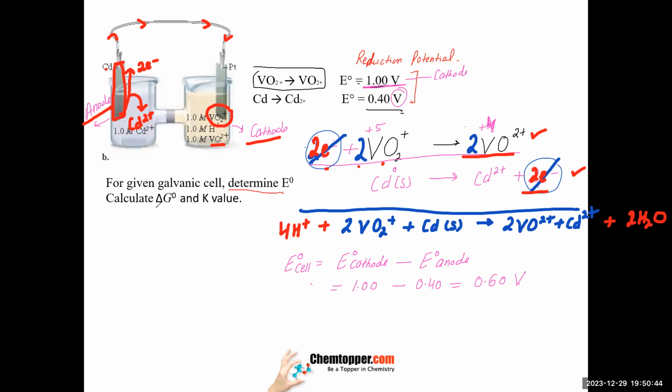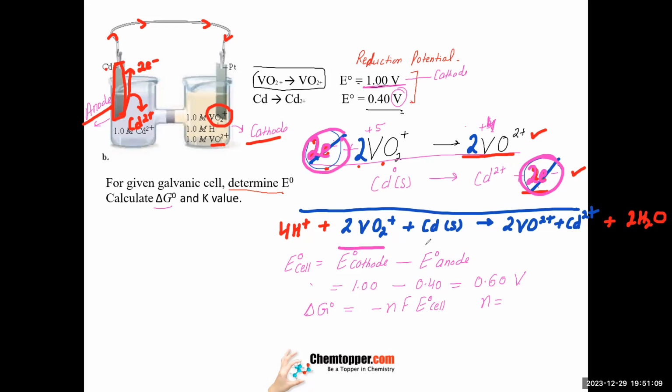Now they're asking delta G naught. Now you know that delta G naught is minus nFE naught cell. You know this equation. Now what is n here? n is the number of electrons transferred. So how many electrons are transferred? Two. You can see two. These two.